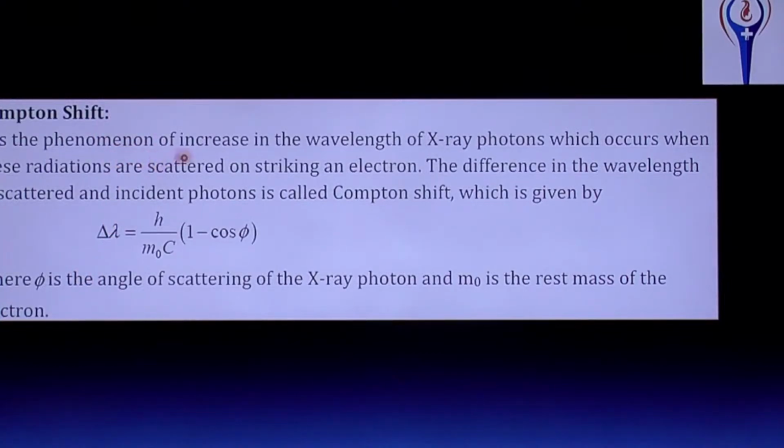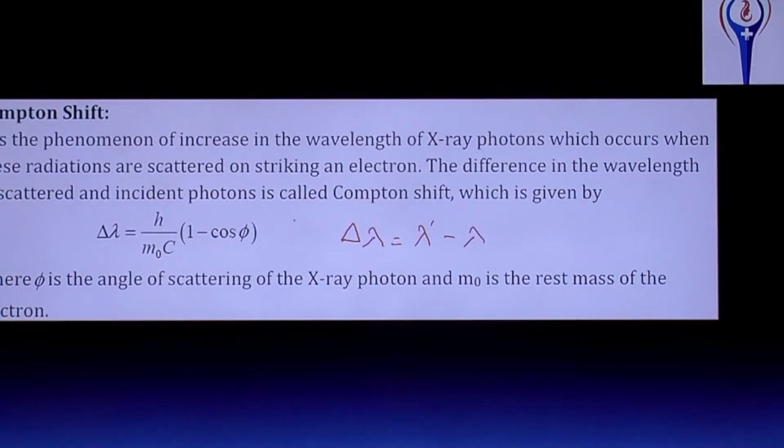It is the phenomenon of increase in wavelength of an X-ray photon which occurs when these radiations are scattered on striking an electron. The phenomenon of change in wavelength, especially increase in wavelength, of X-ray, not UV light, not visible light, X-ray only. Then the difference in wavelength of the scattered and incident photon is called Compton shift. That is, del lambda equals lambda dash minus lambda, which is mostly used.